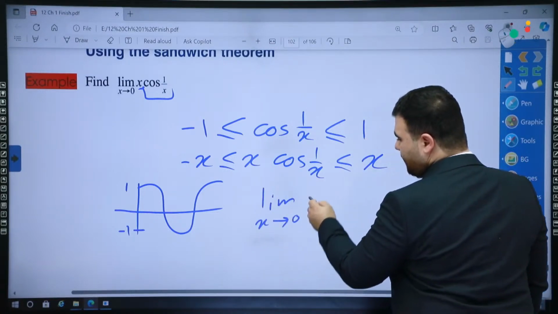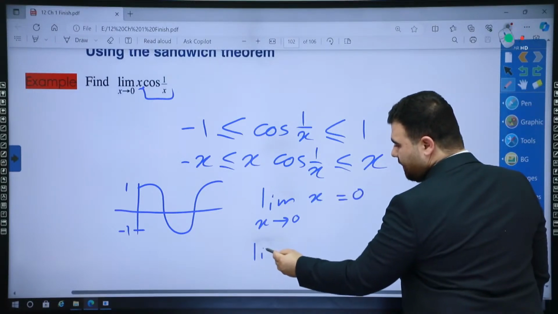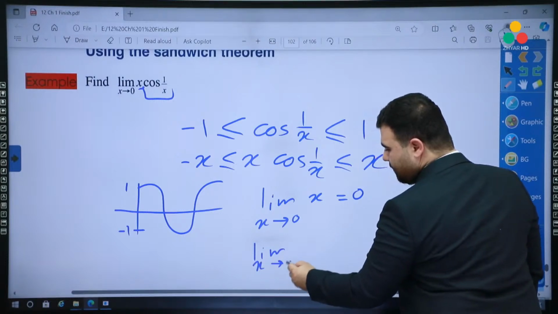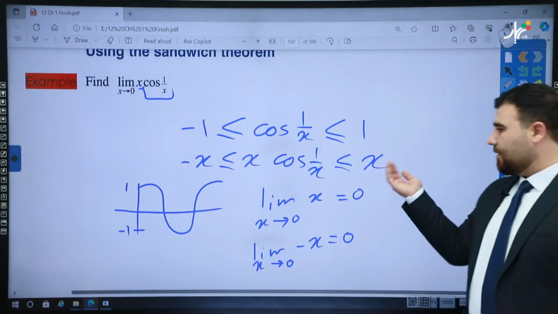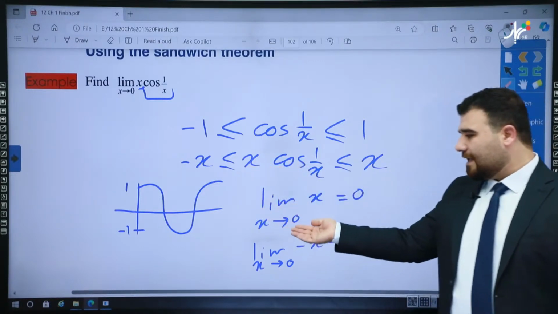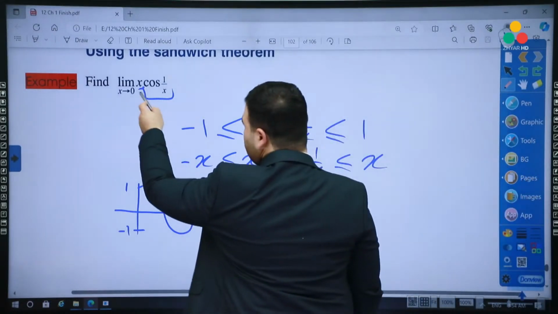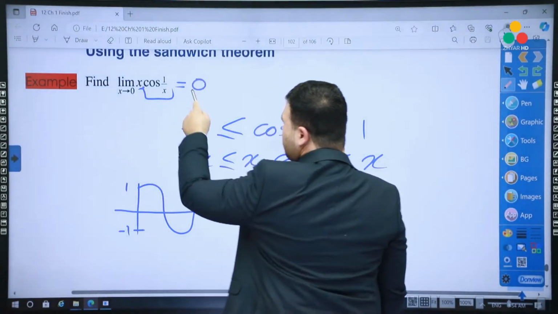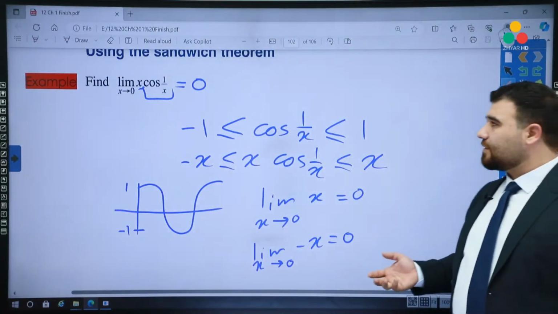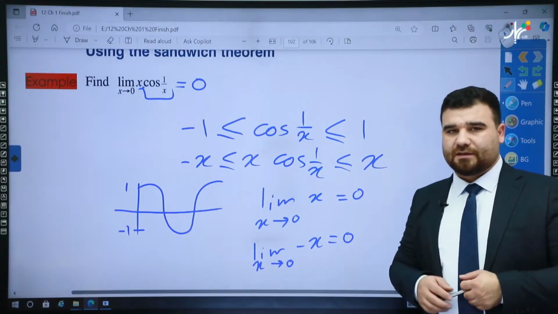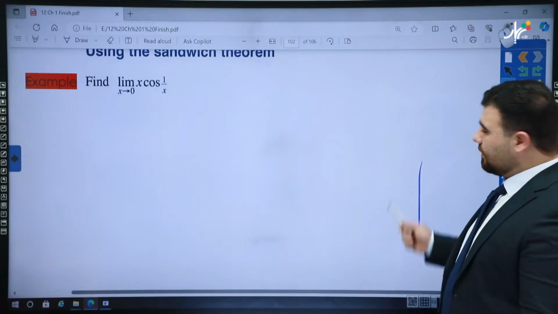Now, limit x tends to 0 for x. That's direct substitution, it's equal to 0. Similarly, limit x tends to 0 for negative x is equal to 0. Now, since the upper function and the lower function at 0 have the same limits, then finally, limit x tends to 0 for x cosine 1 over x is equal to 0, just like the two functions. This is the sandwich theorem. Sometimes it's called the squeezing theorem. This is the idea. Let's do another example in this regard.